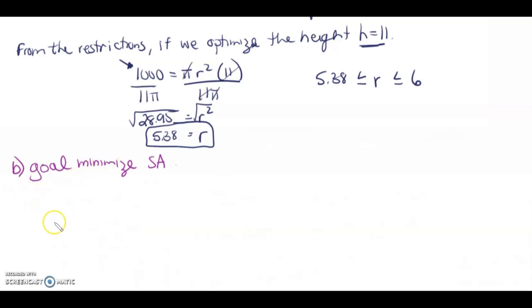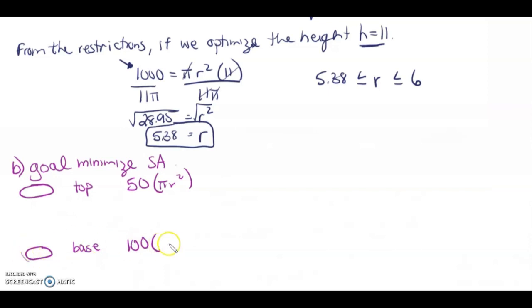Okay, so if we're thinking about a cylinder, the top. The cost of the top is going to be $50 times pi r squared, which is the surface area, or the area of the top, which is just a circle. If you think about the bottom, it's very similar. So the base is going to be $100 times the area, pi r squared.